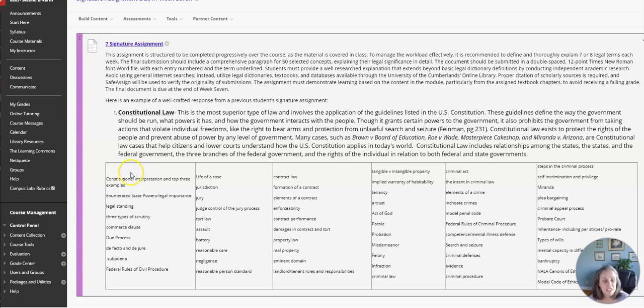I hope that helps. These are the legal concepts that you'll be using. Please know that it is much more than a definition. It's showing why this concept is important and the bigger picture within the American legal system. Hope that clarifies it just a little bit.